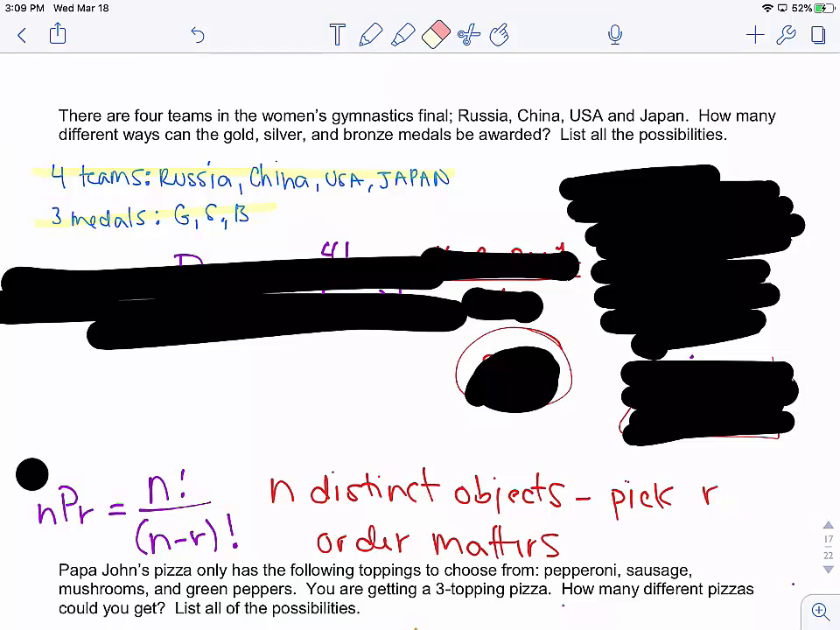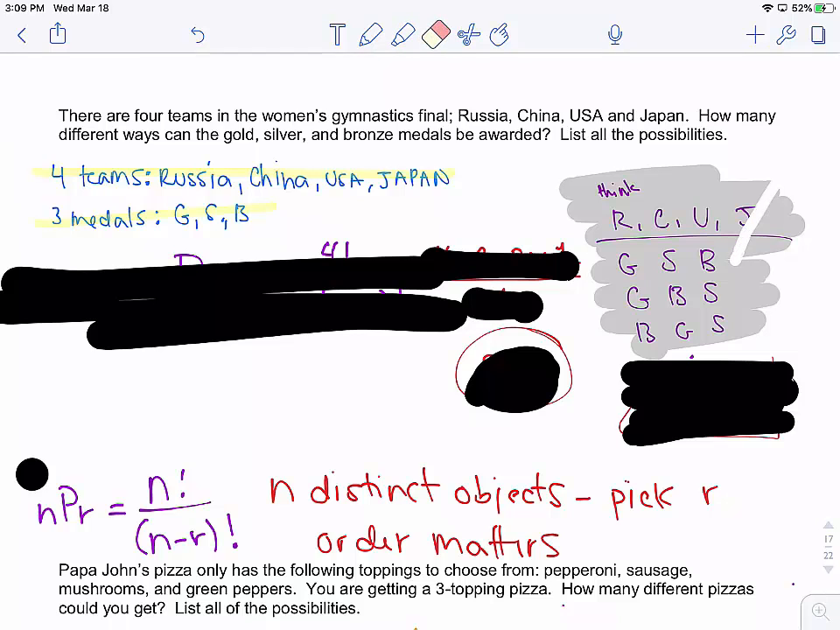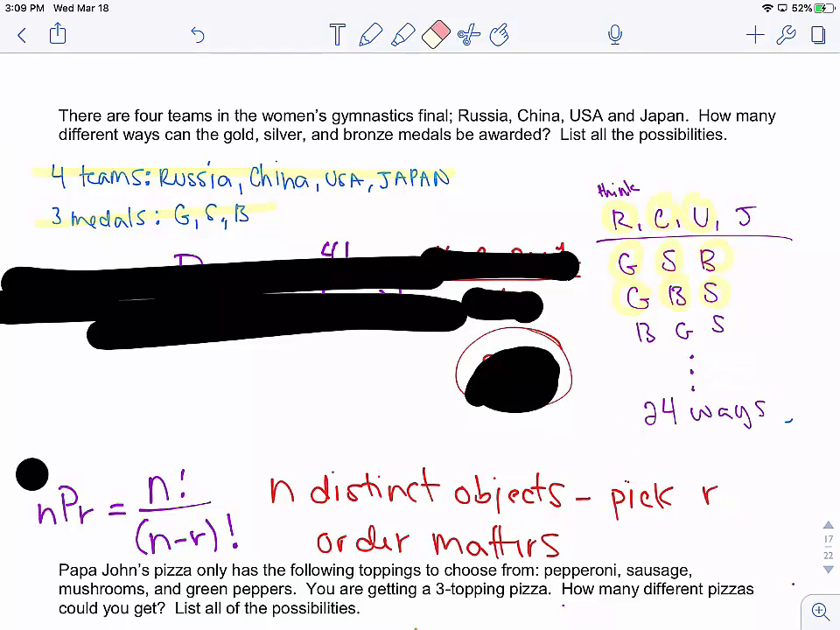If we were in class, I would have made you do this by yourself so you could try. But think, well, Russia could get gold, China could get silver, USA bronze, or Russia could get gold, China bronze, USA silver, and you could do all the combinations. If you did that, it would take you a while, but you could probably figure out there are 24 different combinations. This is called a permutation.